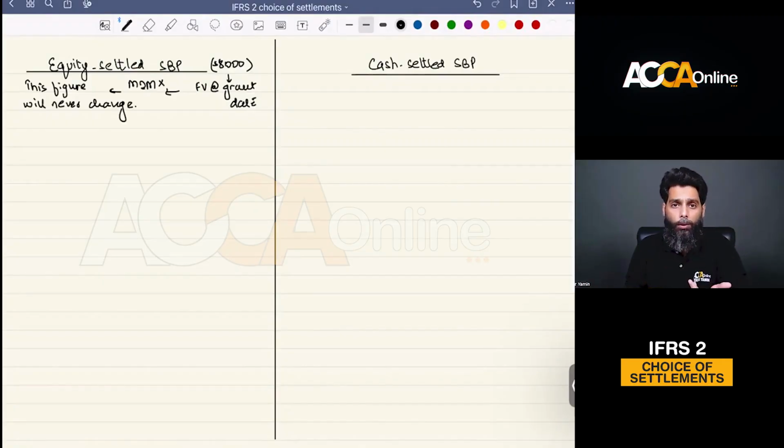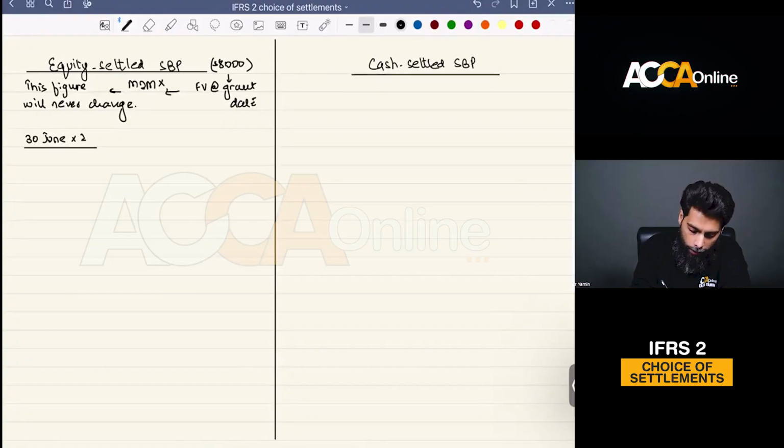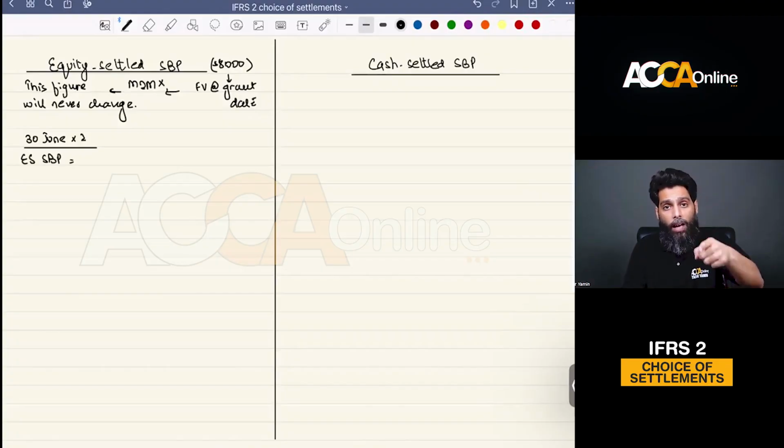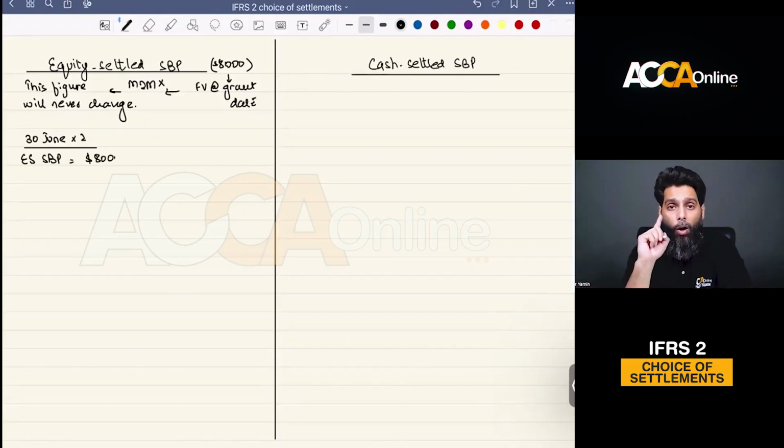Sir, so what do you actually do? In each of the 3 accounting periods to come, let's say the first accounting period would be on 30th June X2. You know the total value of your equity settled share based payment, and this was determined based on the fair value at the grant date. The entire equity settled share based payment is worth 8,000. But you are not going to recognize the entire 8,000 in period 1.